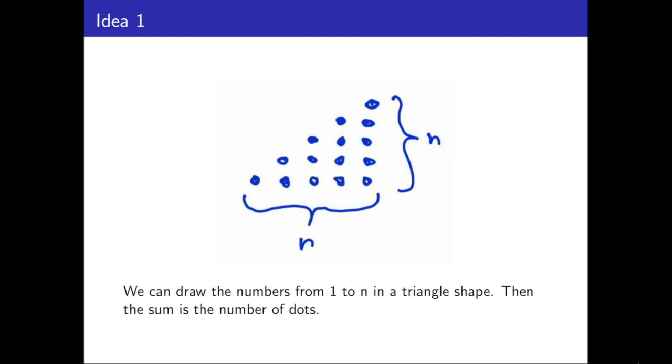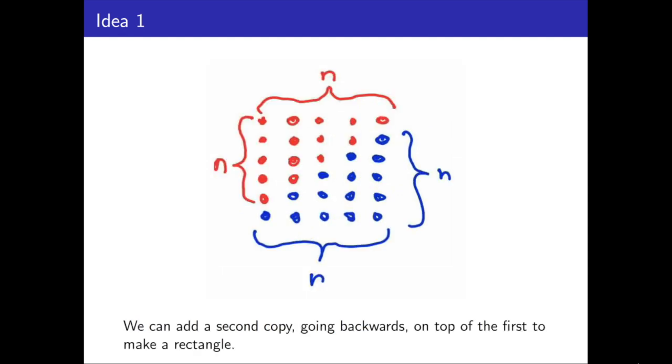So what we'll do is we'll draw, first of all, the first n integers. So we'll draw 1 dot, then 2, then 3, then 4. Now I stopped at 5 because of course I can't draw too many in the picture, but imagine this goes up to n. And this forms a triangle shape. It's n across and n high, and the sum of the first n numbers is the same as the number of dots. What we'll do after that is we'll actually draw another copy of this, upside down and reversed, on top of the first lot.